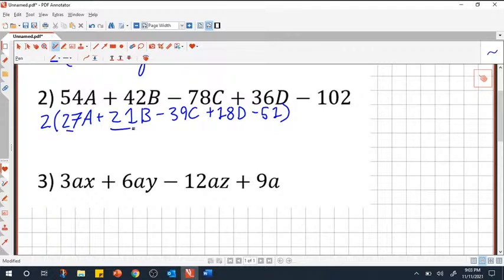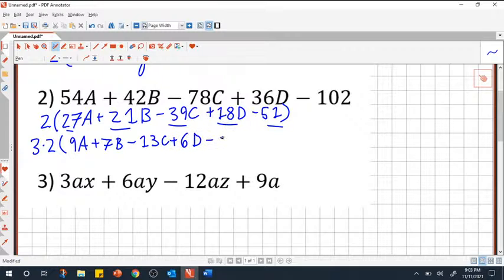Now there's actually a number that goes into all of these. You'll notice there's a 3, a 3, a 3, a 3, and a 3. And if you're not sure, you can just try to divide each of these by 3 and see if anything nice happens. So we can change that to 3 times 2, open parentheses, 3 times 9a would give me 27, plus 7b minus 13c, well that's a dead giveaway, plus 6d minus 9.